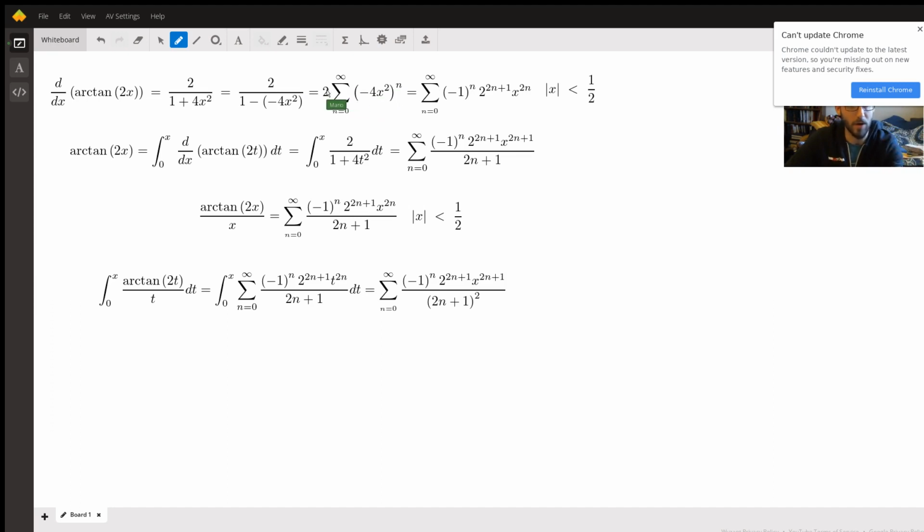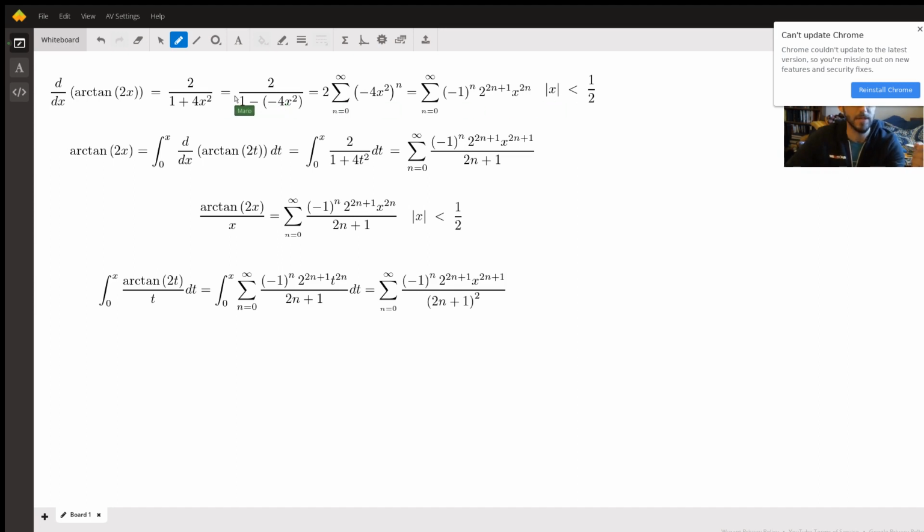Just distribute by the power of n and bring the 2 into the sum here, we come up with the power series expansion for the derivative of the arctan of 2x, which is what we have right here. And if you use the ratio test, you can show that the radius of convergence for this is going to be absolute value of x less than or equal to 1/2.